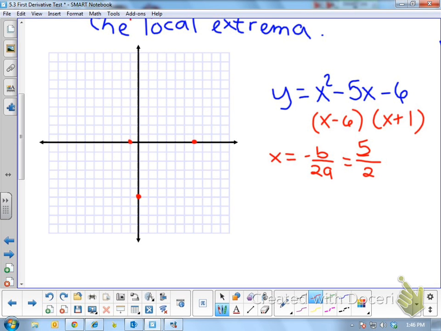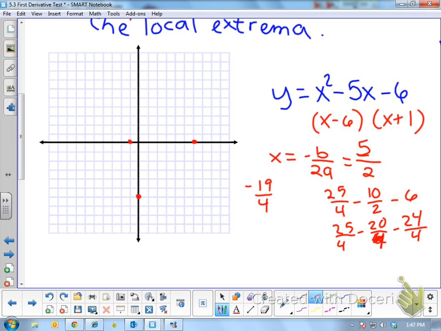5 halves squared is 25 fourths minus 10 halves minus 6. How would I add all those fractions together? What do I need? Common denominator. So 25 fourths minus 20 fourths minus 24 fourths. So we get negative 19 fourths, which is negative 4.7.